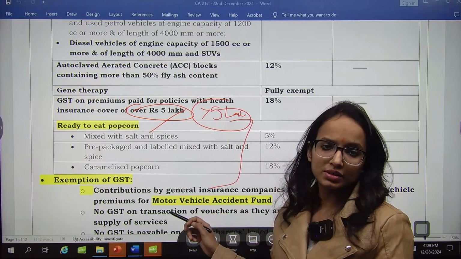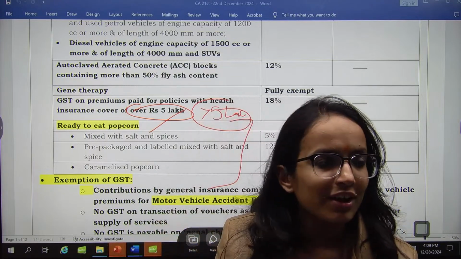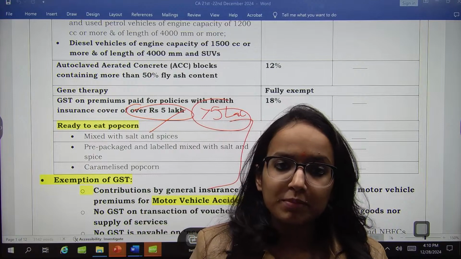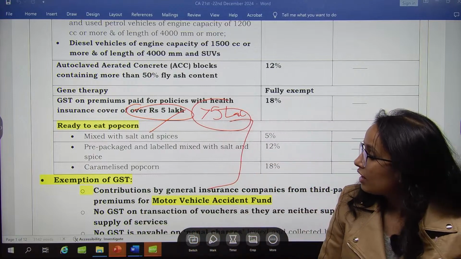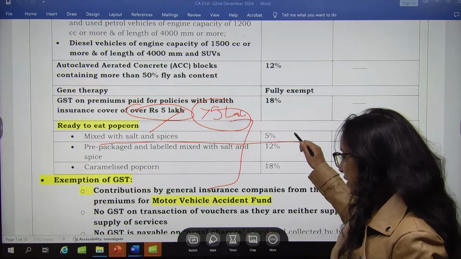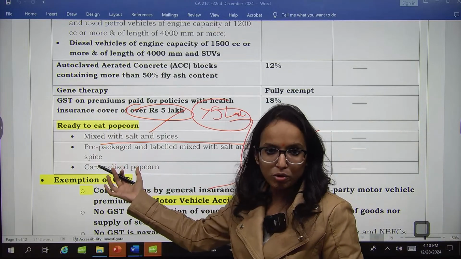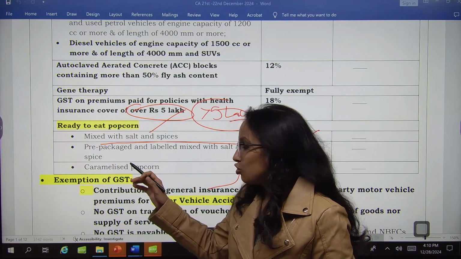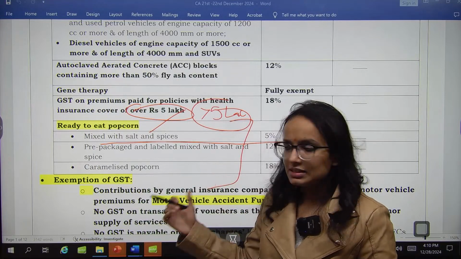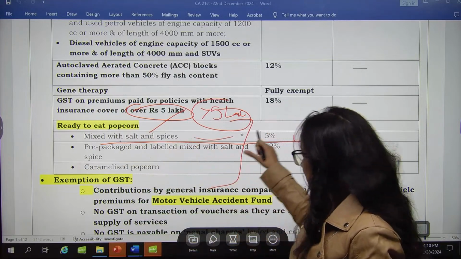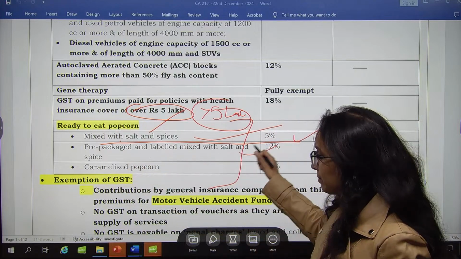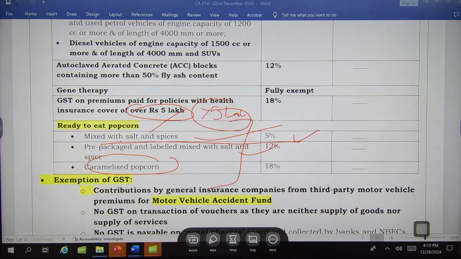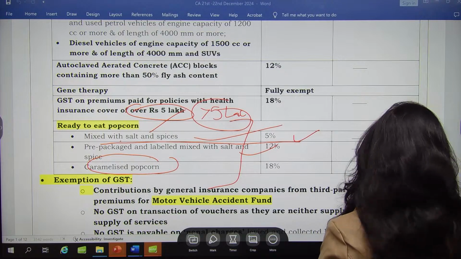Now your popcorns, they are also having GST, right? Popcorn is contributing to the nation's economic development. You have to pay tax on popcorn too. Mixed with salt and spices, 5% GST. Ready to eat popcorn, this is what we are talking about, the ones that come in packets. Then in ready to eat there are different categories. Packaged ones mixed with salt and spices 5%, pre-packaged and labelled 12%, and caramelized popcorn, which must be many people's favorite, also 18% GST, right?